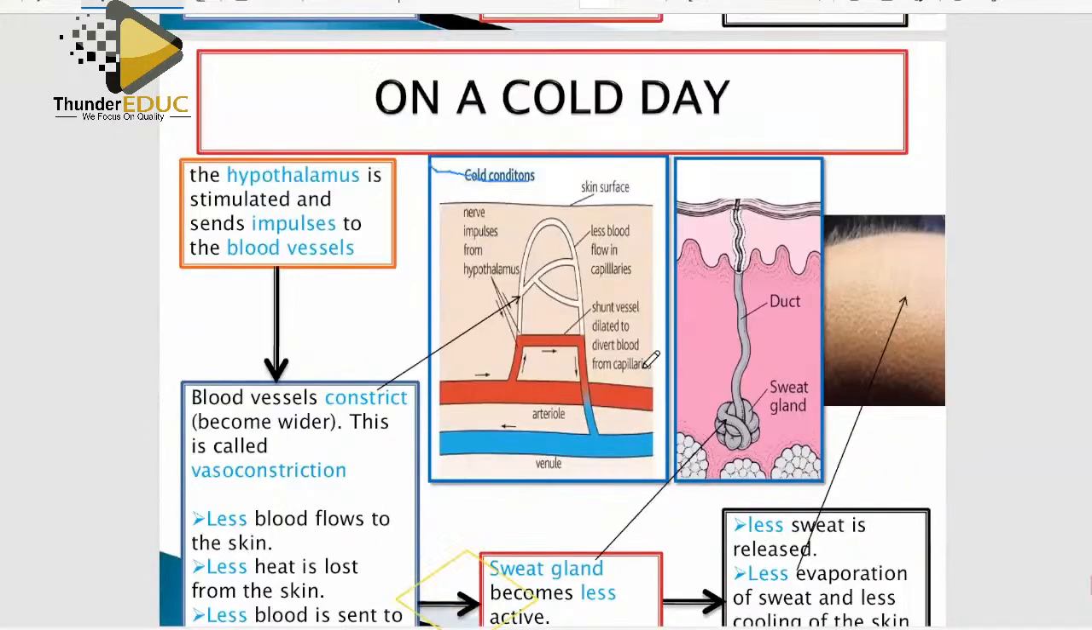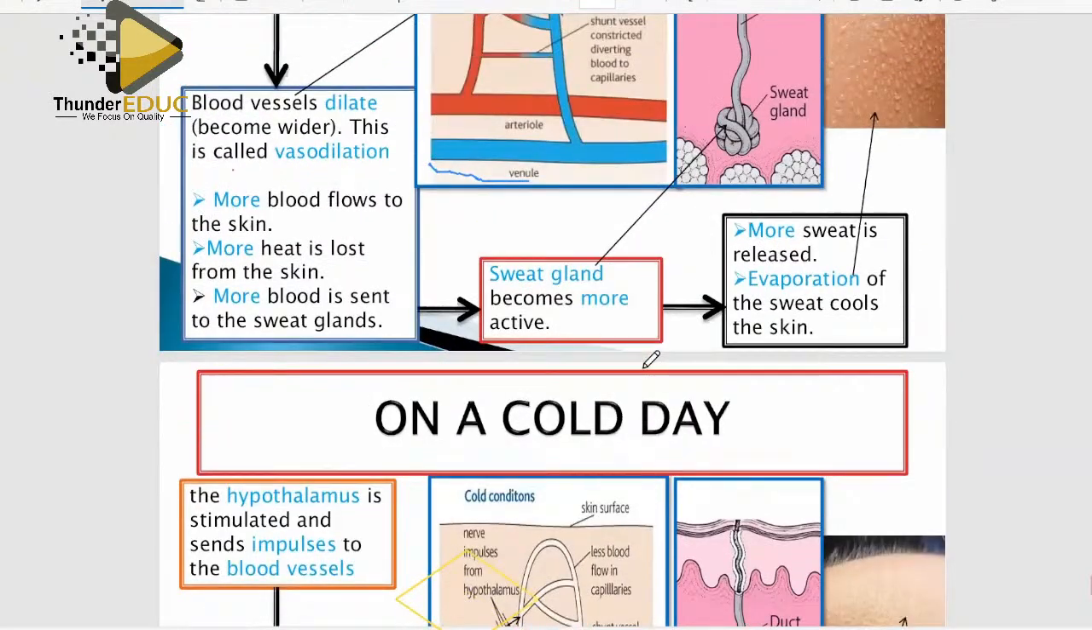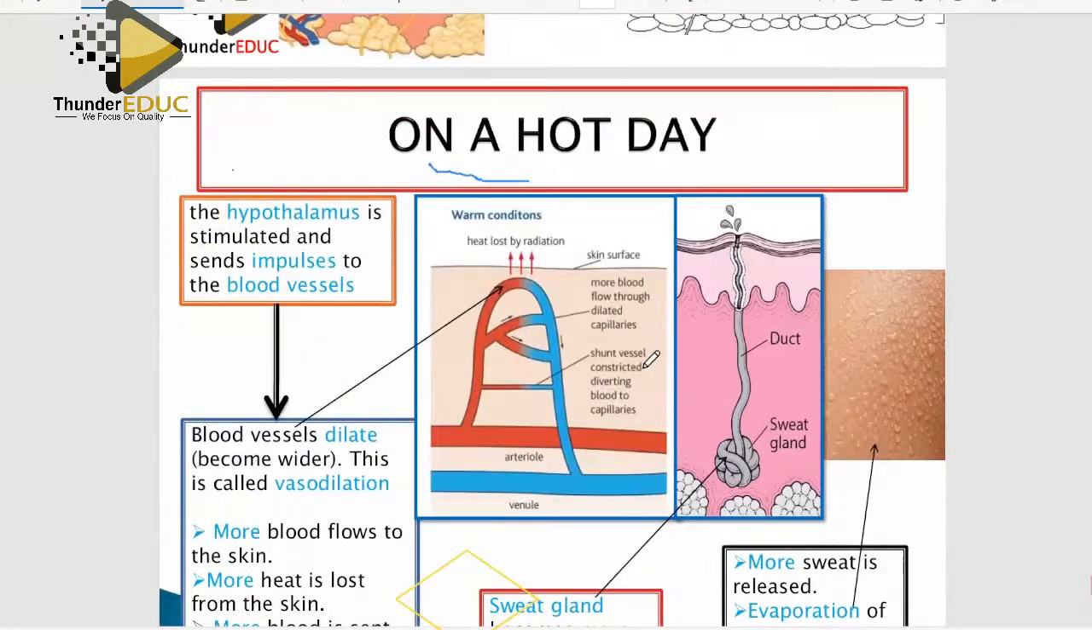Yes. You see here, they talk about the hypothalamus. Still, they did not talk about the pituitary gland. But what happens is the hypothalamus will secrete this ADH and store it in the pituitary gland.